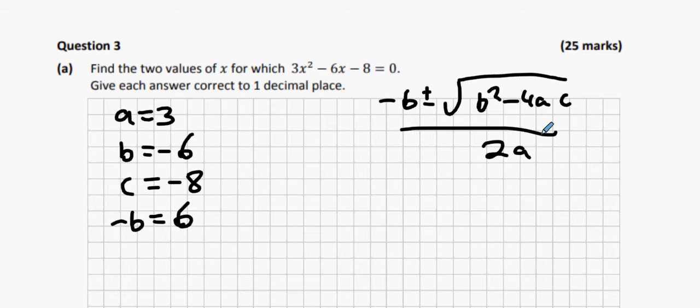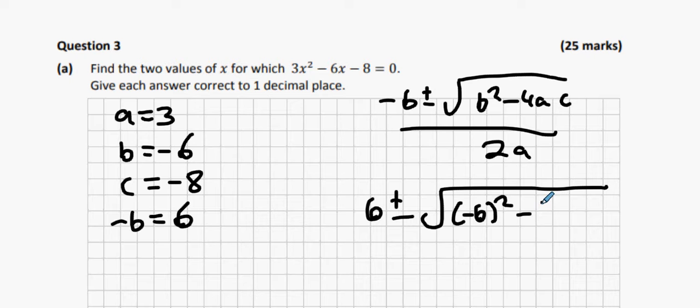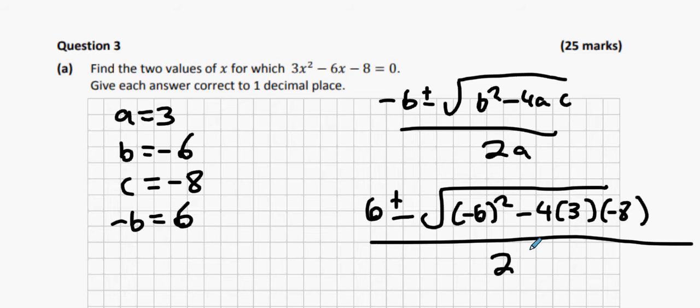2a. You're going to have 6 plus or minus the square root of b squared, which is minus 6 squared, minus 4 times 3 times minus 8, all over 2 times 3. Just put that into your calculator, get your 2 answers, and you're done.